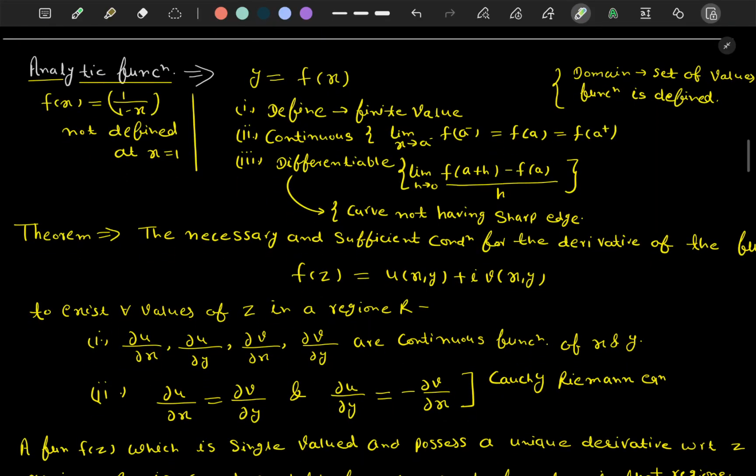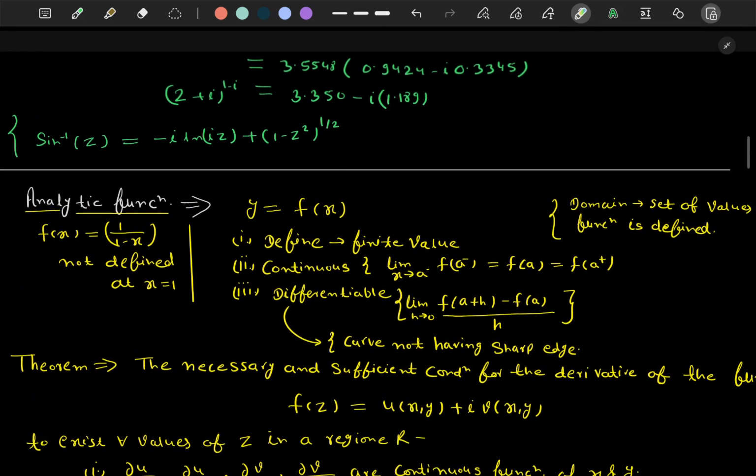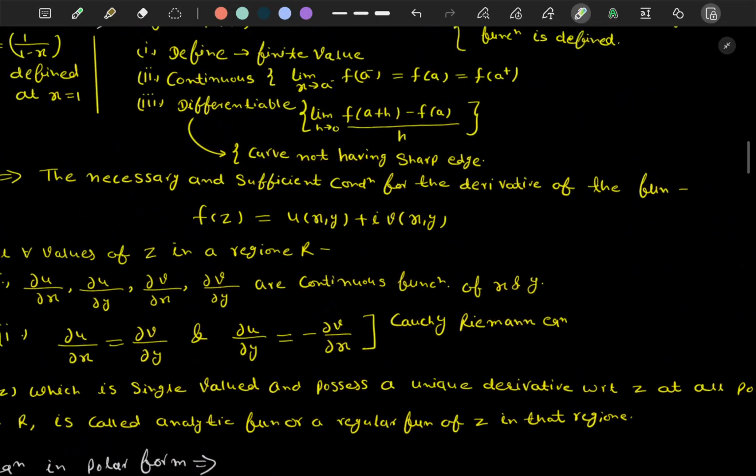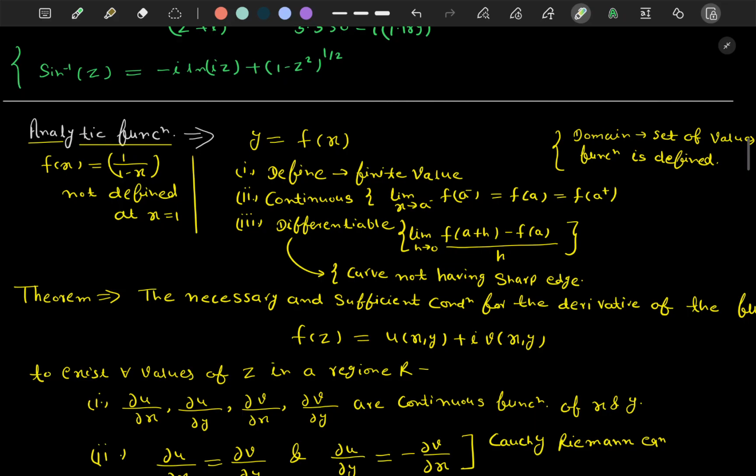Now we will discuss the analyticity of the function, okay. Suppose we have the function y equal to f of x. There are three things which have to be true in order to determine the condition for analyticity for any given function. The function must be defined, meaning it has to have a finite value, and the function must be continuous within the domain, okay.